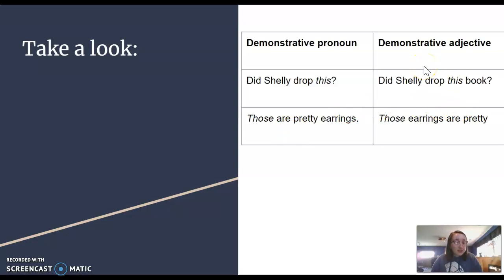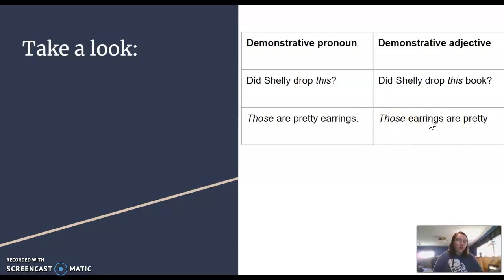When they're functioning as adjectives, we'll see it like this. Did Shelley drop this book? This is coming before the noun book. It's designating that it's this book and not that book, and that's why it works as an adjective here. Here, those earrings. Now we have those working as an adjective before earrings, designating that they are those earrings and not these earrings, right?